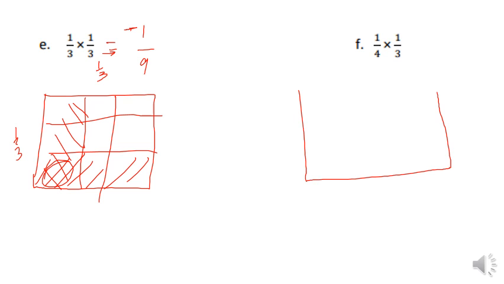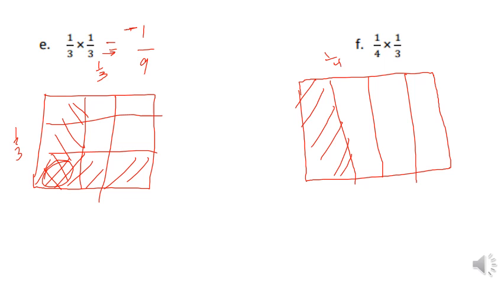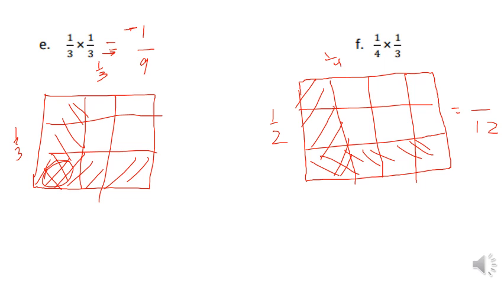F, we've got 1/4, so I'm going to split it in half, then splitting the halves in halves for quarters. And we're shading in 1/4. Now we're going to do 1/3, so I'm splitting it horizontally into thirds. And we're shading in, and we can see here now we'd have a denominator of 12 over 1. So when we multiply, it would be 1/12.